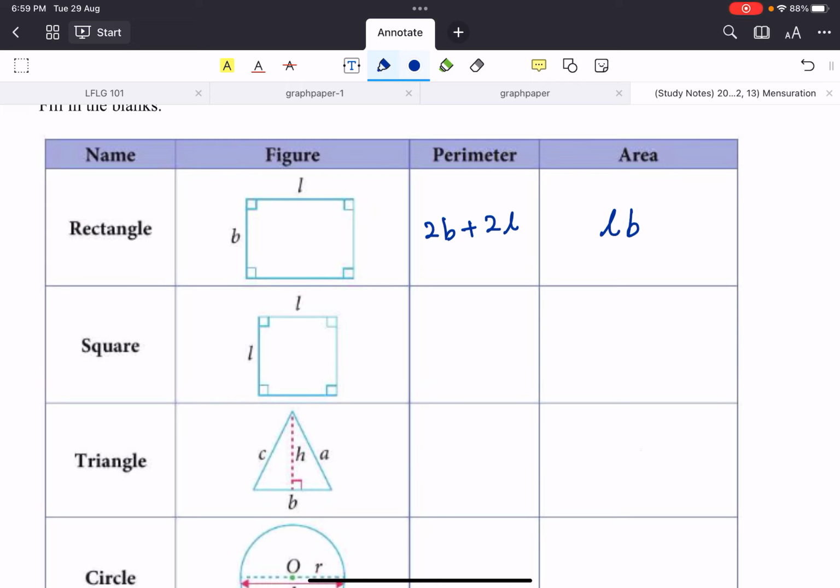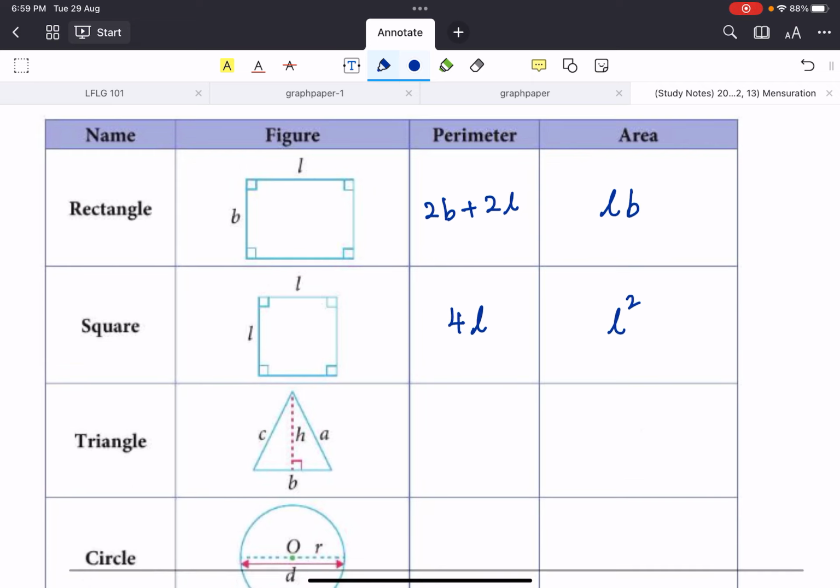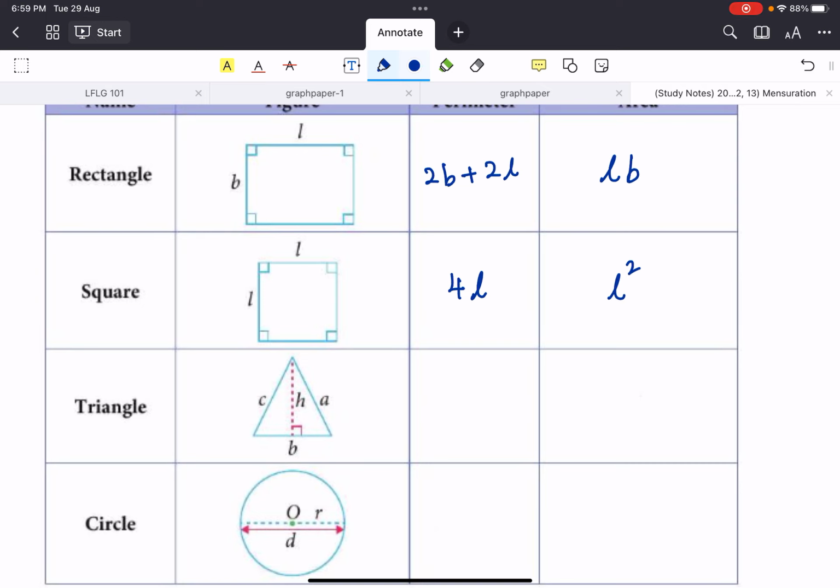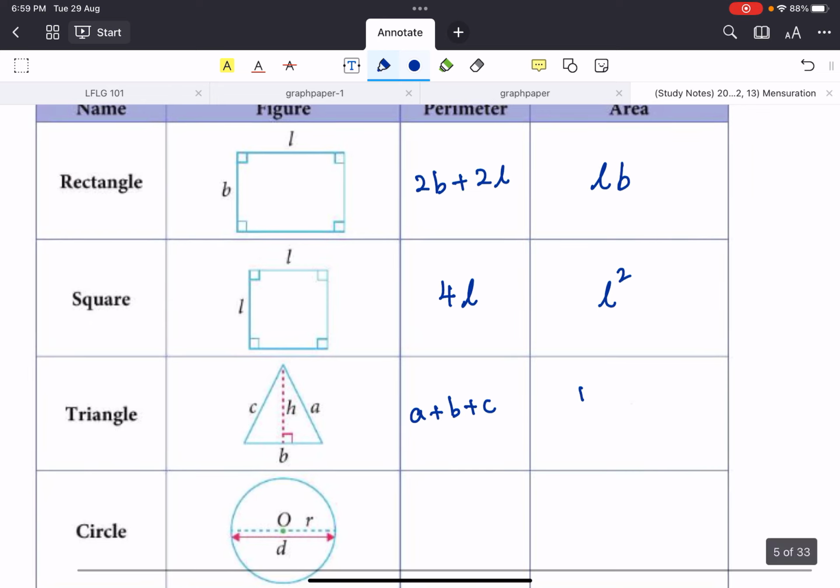Now for a square, a square is a rectangle where the four sides are the same length, so I just need to have 4 times the length. The area, of course, will be just the side squared, so that will be quite straightforward. And now triangle, there's no shortcut to finding the perimeter. We just have to add up all the sides, so A plus B plus C in this particular case. And for the area, this is something that we have learned. It is half times base times height. So very quickly we have that.